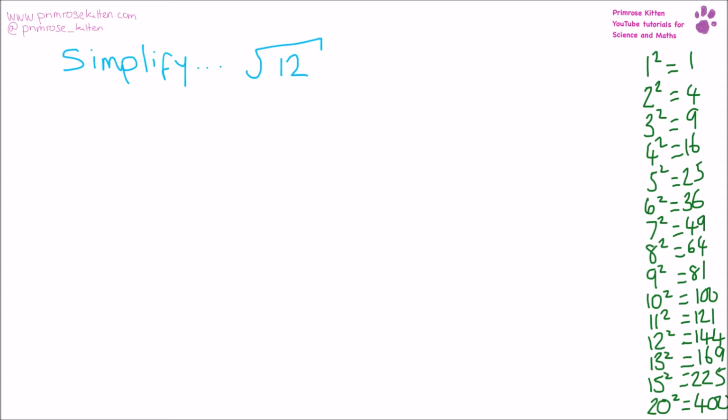Simplify the square root of 12. Again, look down our list. Whenever you see a surds question, I want you to write this list down. Can 12 be divided by any of these numbers? Yes, we can divide 12 by 4. So that gives us the square root of 4. 12 divided by 4 is 3. So that's the square root of 4 times the square root of 3. Square root of 4 is 2. So that is 2 square root 3.